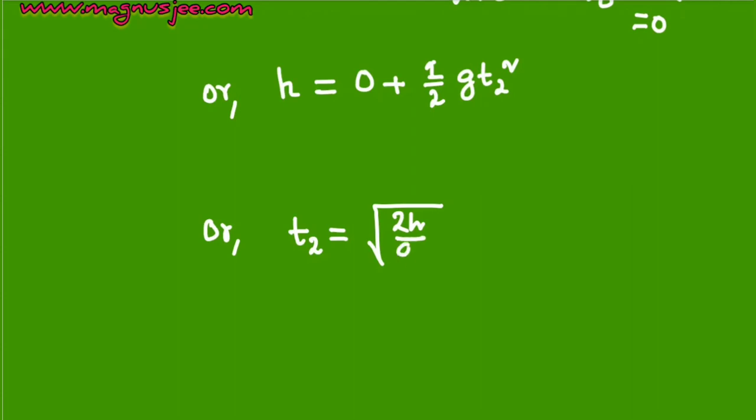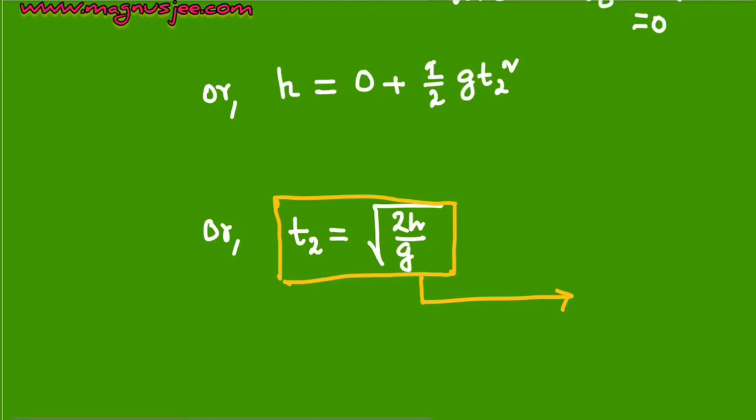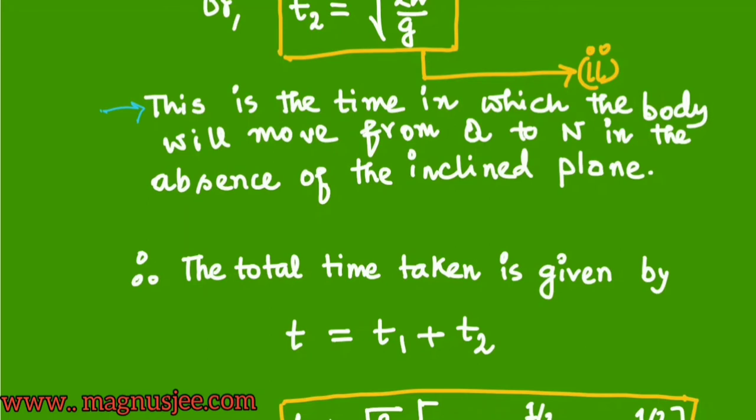t2 is the time in which the body travels from the point Q to N in the absence of the inclined plane, not the total time in which the body travels from P to N. This is equation 2: t2 equals root over 2h by g. This is the time in which the body will move from the point Q to N in the absence of the inclined plane.